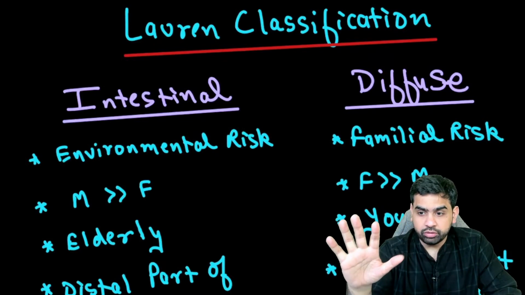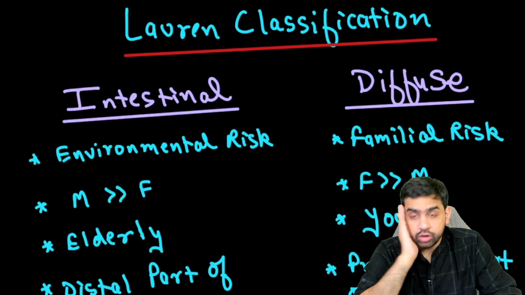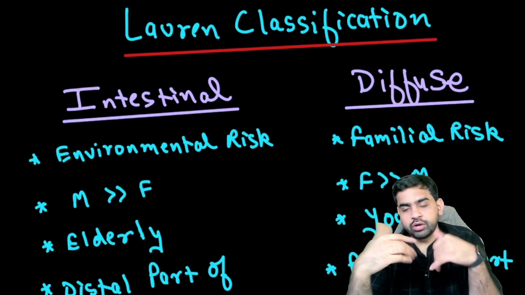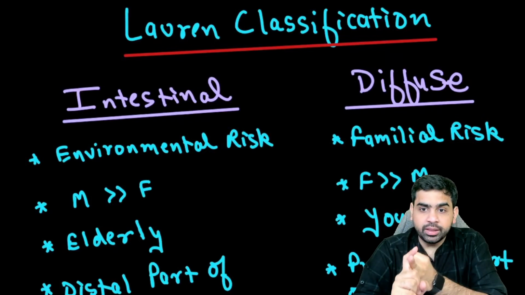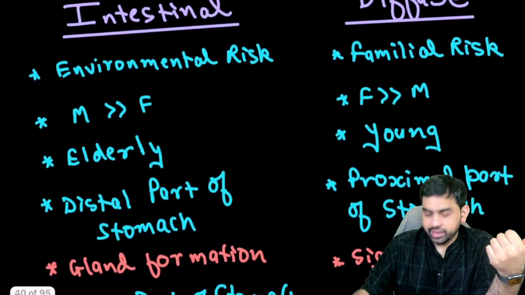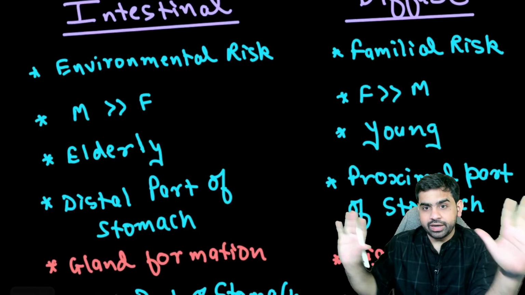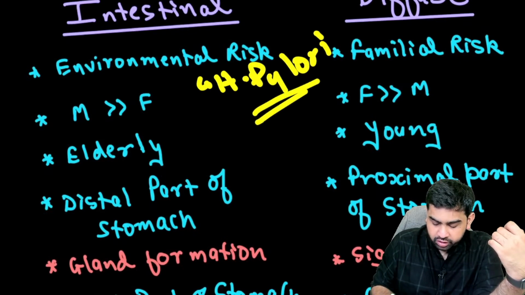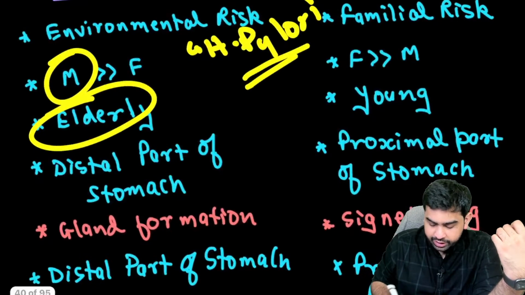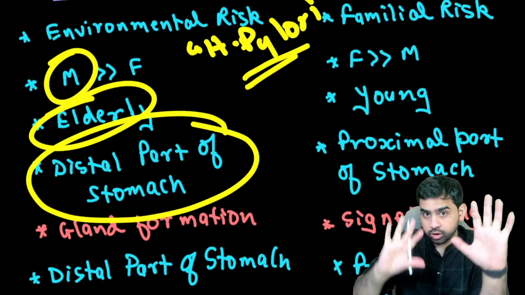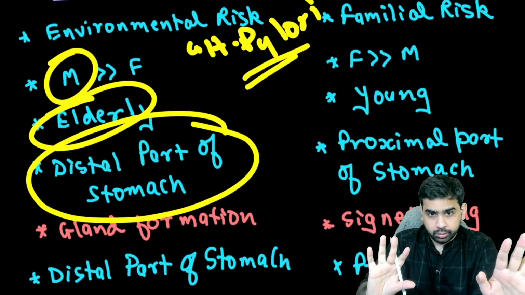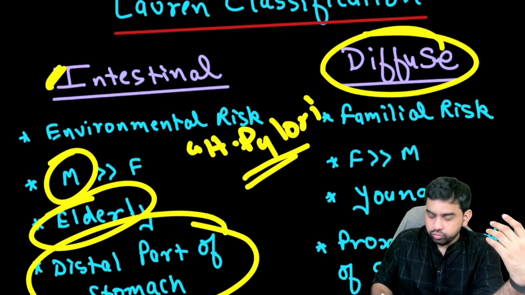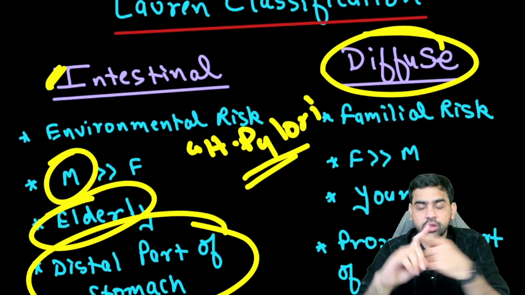In the intestinal type, if I ask you for a characteristic description of a patient with gastric cancer, what are you going to tell me? Let's talk about the risk factor: predominantly it is H. pylori, an environmental risk factor. It is more common in males, in the elderly population, and it occurs most probably in the distal part of the stomach. So this is the characteristic description of CA stomach which you would give me, right? Absolutely right. These are all the points of the intestinal type. What about the diffuse type? They are absolutely opposite to it. Diffuse is the one which is basically familial.